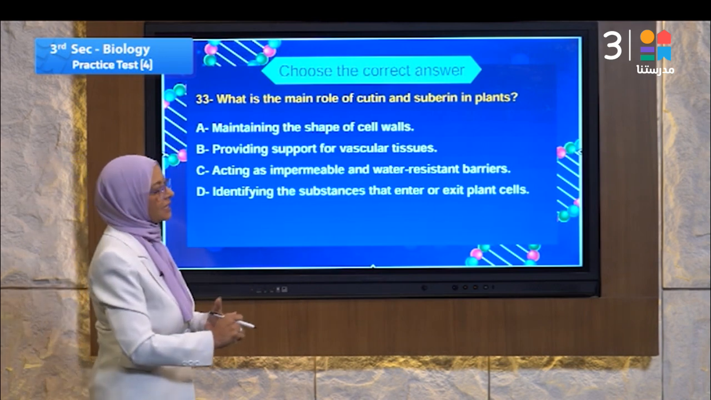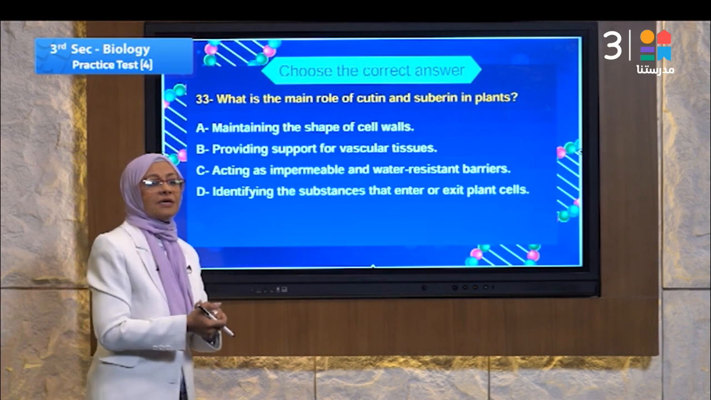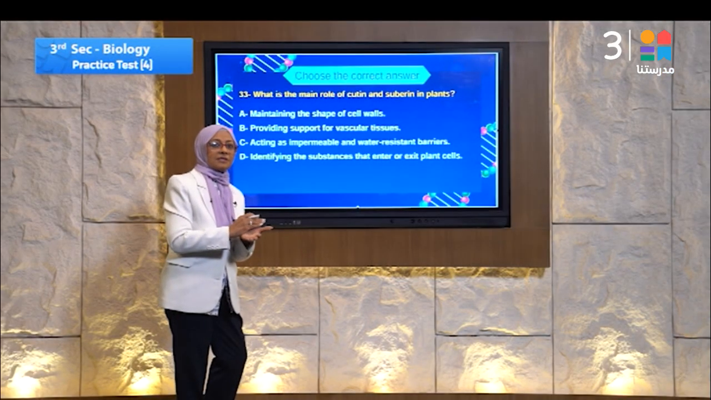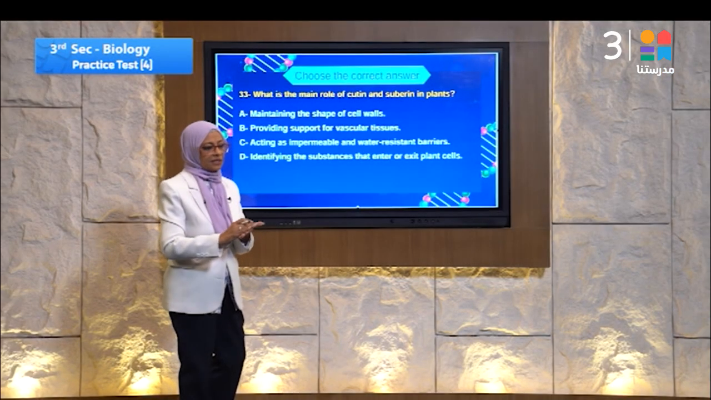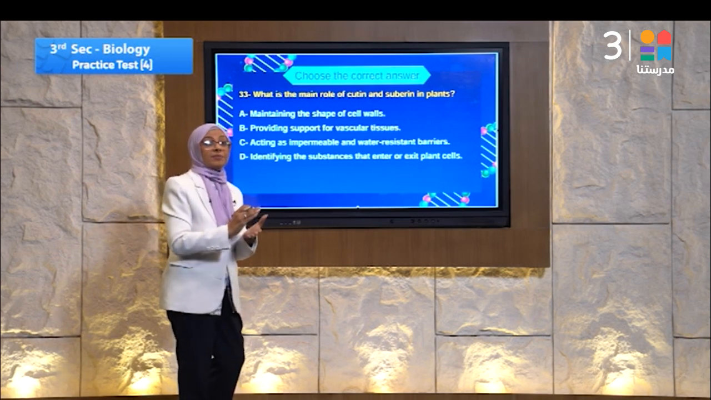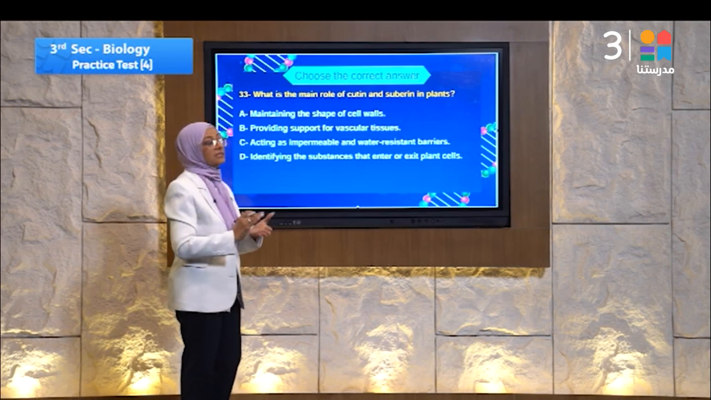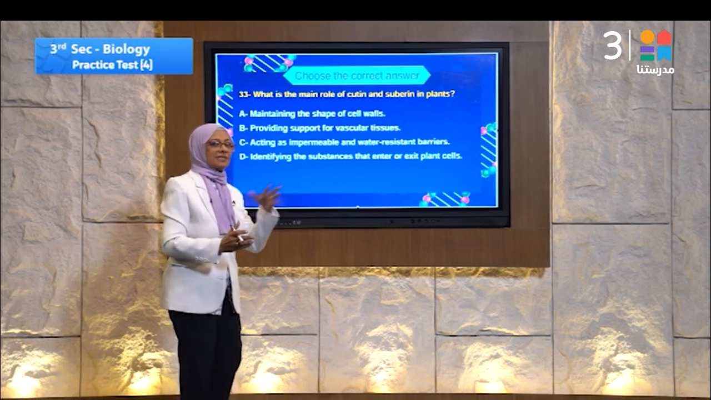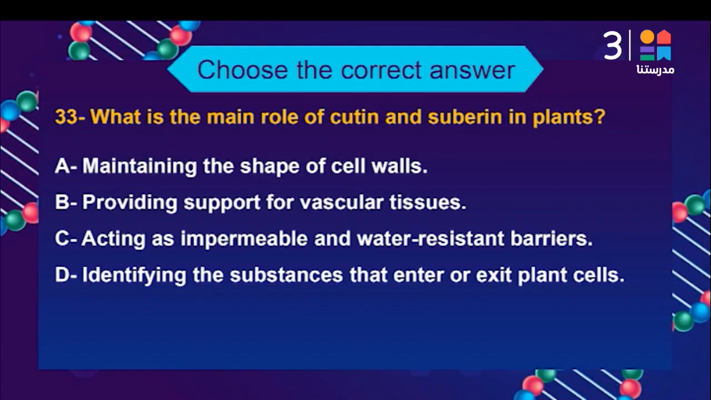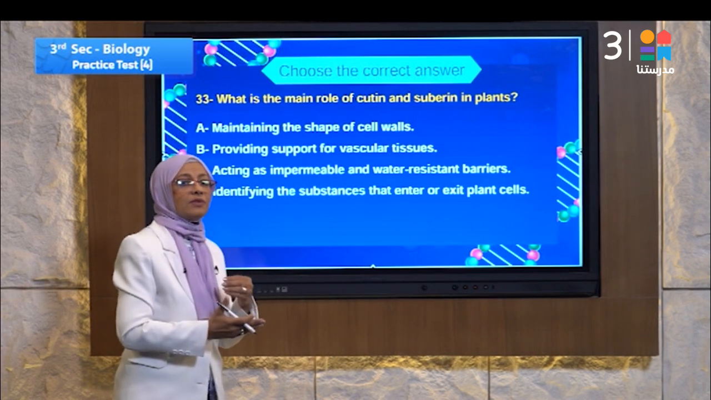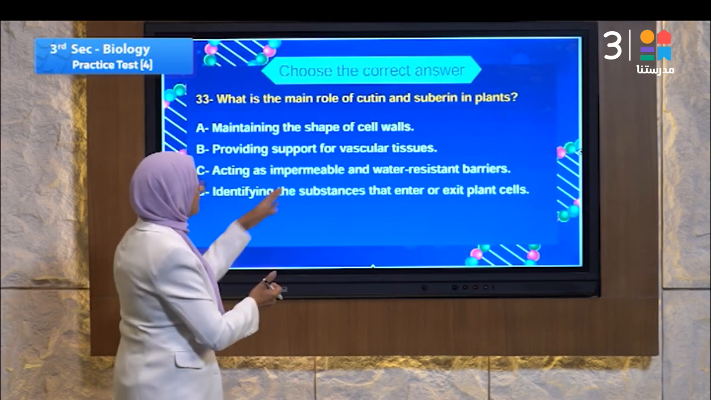Number 33 speaks about cutin and suberin. Cutin and suberin are substances that precipitate on the living organism's cell. Where do they precipitate? They precipitate in the plant cell only, not in animals. Let's read the question first. What is the main role of cutin and suberin in the plant? The question asks about the role of suberin and cutin in the plant cell.